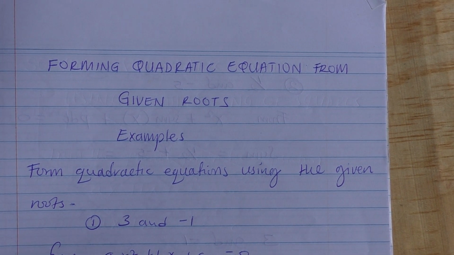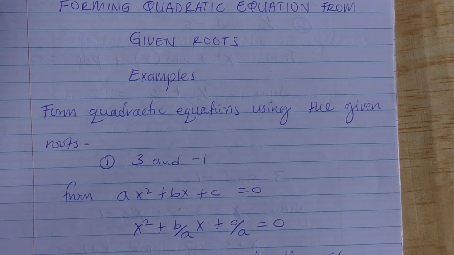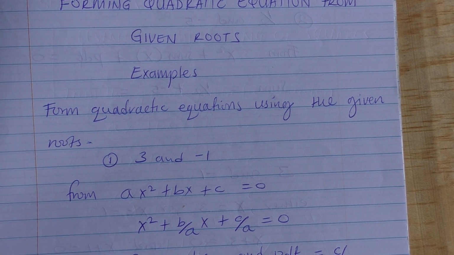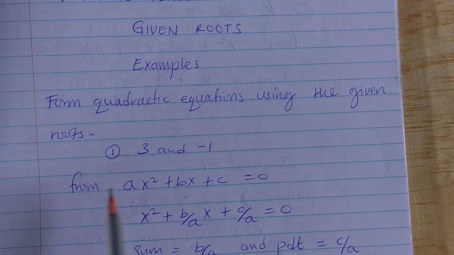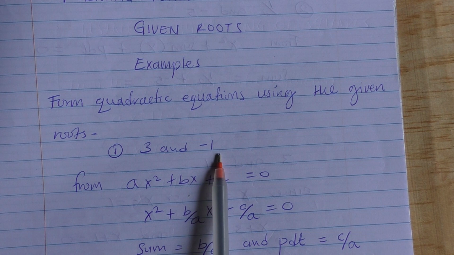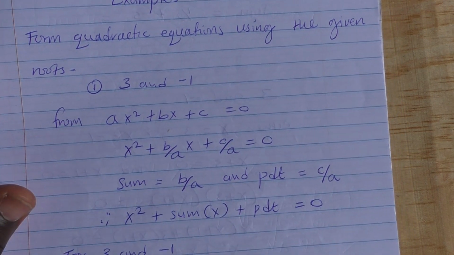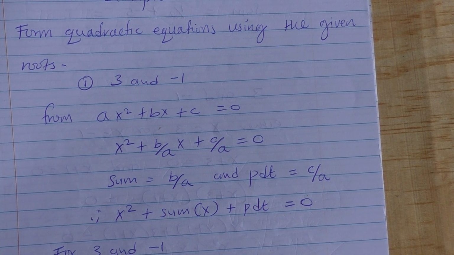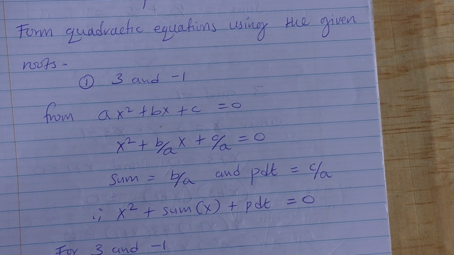We are still looking at quadratic equations. Today we are looking at how we form quadratic equations from the given roots. We have examples which say form quadratic equations using the given roots. Our first roots are 3 and -1. So how do we form a quadratic equation from the given roots?